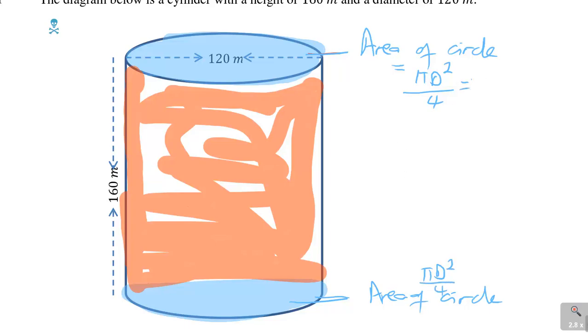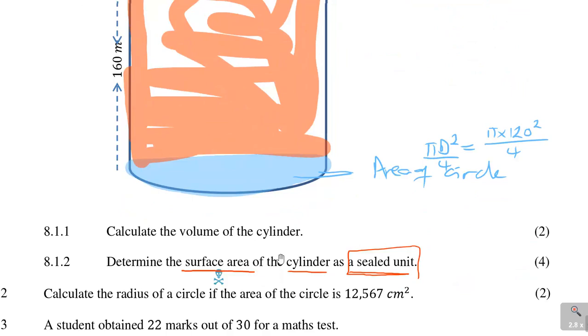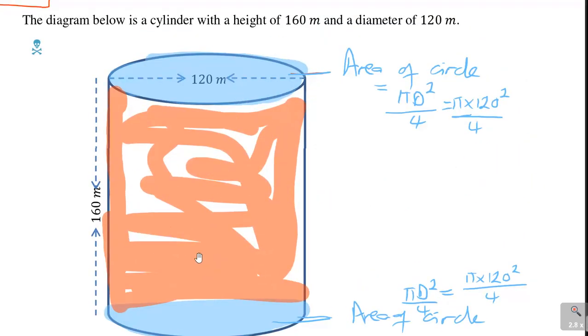So if you simplify that, it will be pi times diameter, which is 120, squared over 4. Even here it will be pi times 120 squared over 4. That is the part of the question. Remember, the question says determine the surface area of the cylinder. So that is the top and the bottom part. Now we want this other part, which is the body. Now if you stretch this other part, you are going to have this whole length. Let me show you. This length, if you stretch it, is the circumference of a circle.